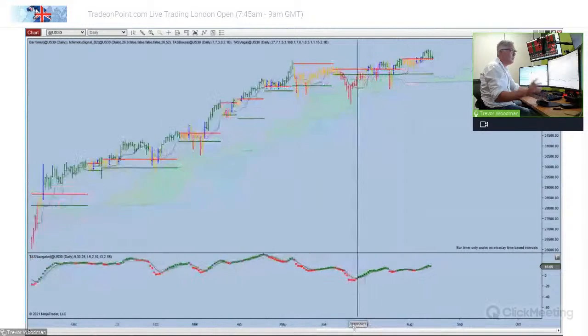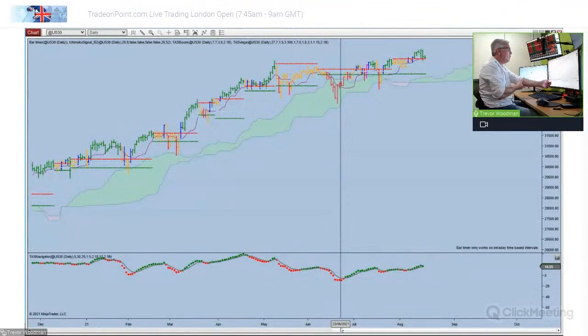Someone asked me in the chat just now about these dashed lines. Now, there's an indicator called TAS boxes. It's one of my favorite indicators.